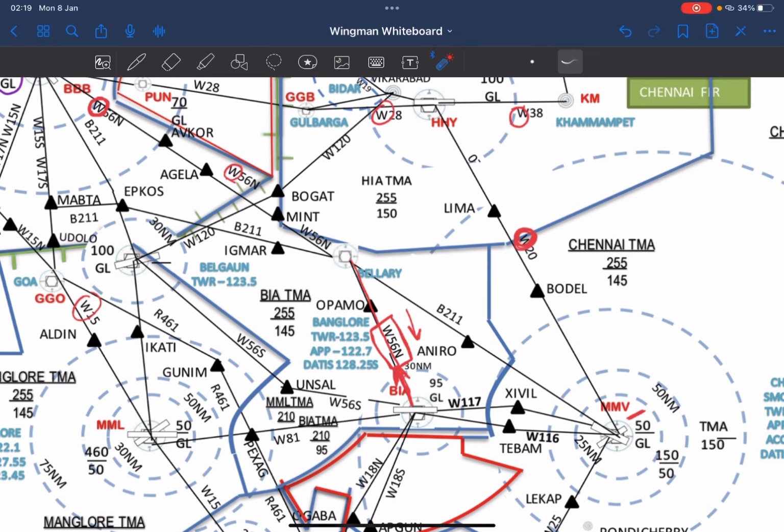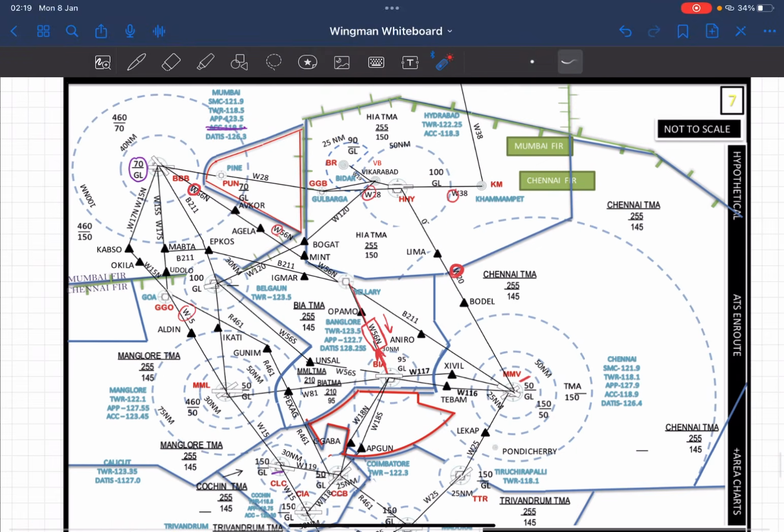So this is to do a little about your airways. It gives you a general idea of your map. It gives you a general idea of what the approach, area control, tower look like on the map. It gives you what boundaries look like. What does TMA mean?